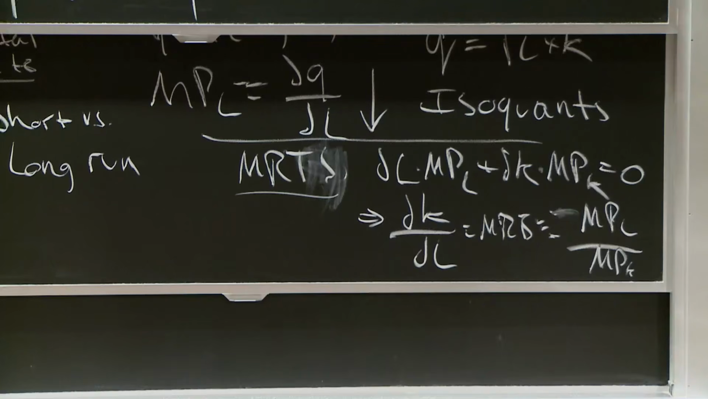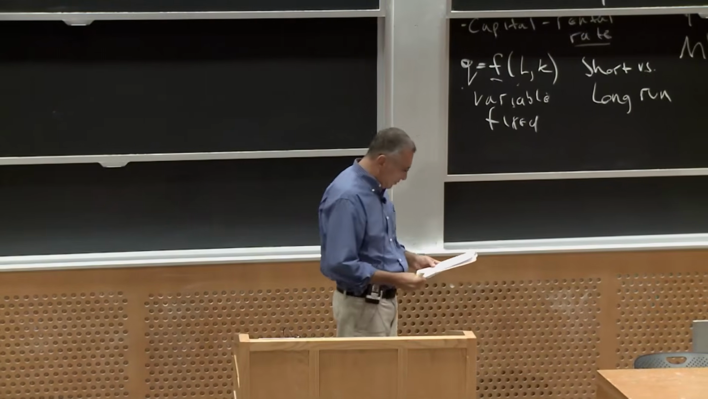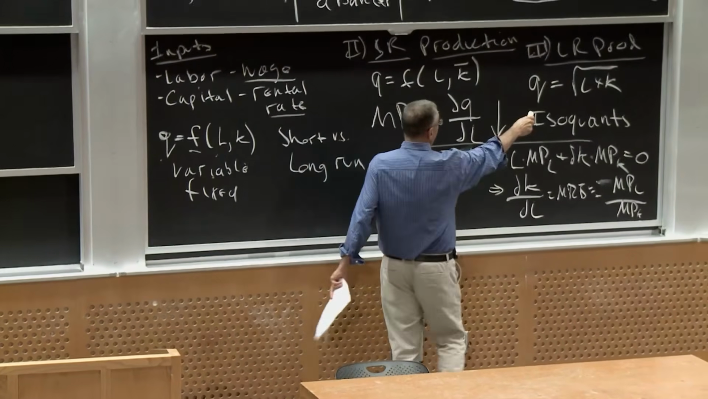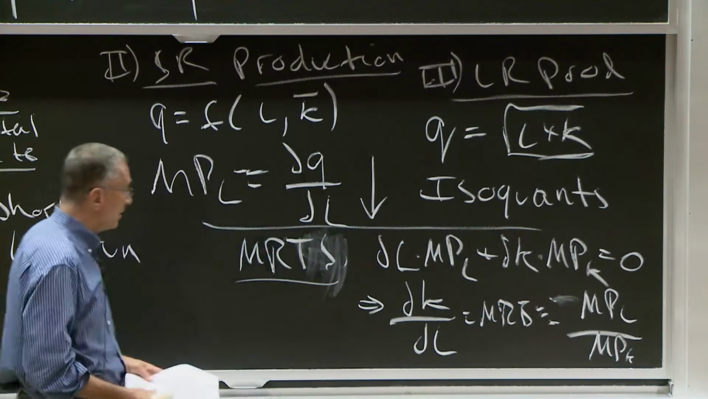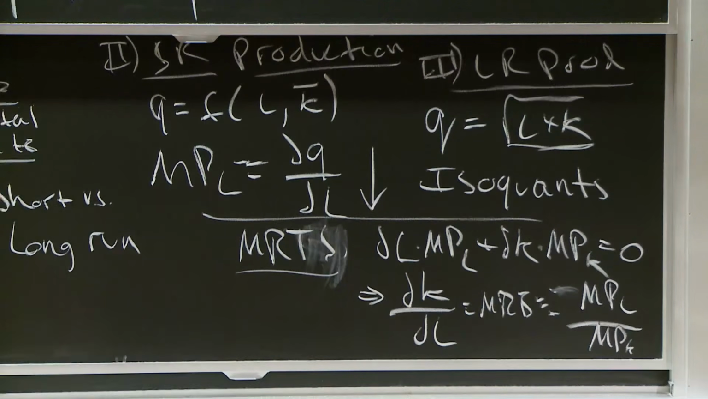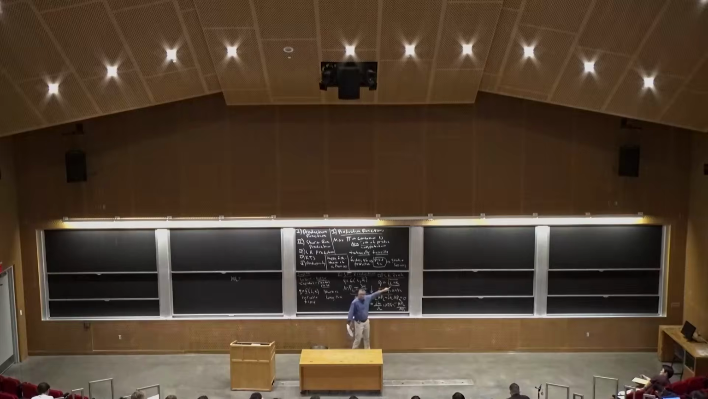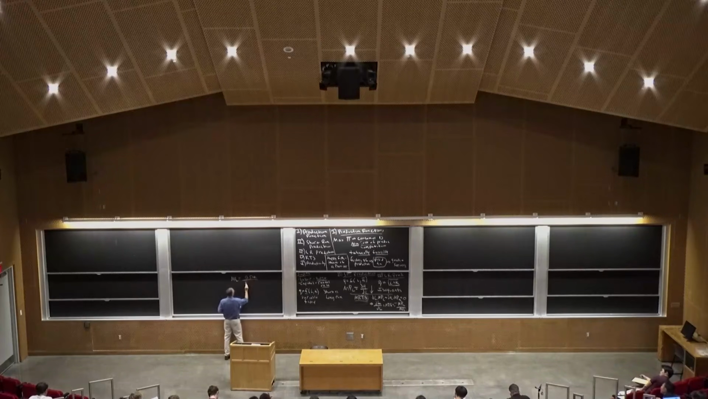So for example, let's take our production function we're using here, which is the square root of L times K. That's our production function. Let's solve for the marginal rate of technical substitution. Well, what's the marginal product of labor? The marginal product of labor is the derivative of this production function with respect to L. Take the derivative with respect to L, and you get 0.5 times K over the square root of K times L.